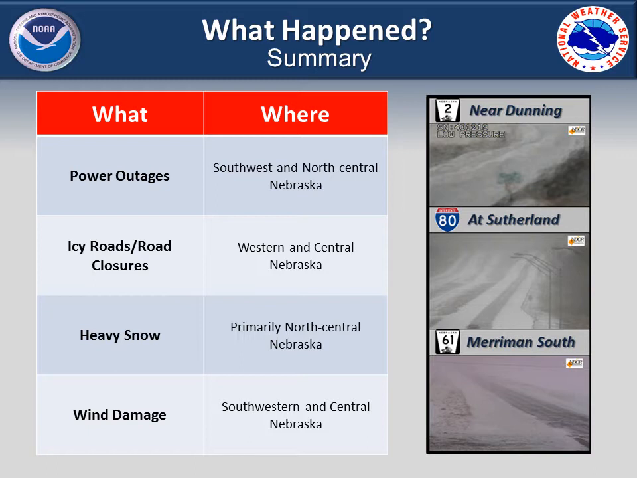We had widespread icy roads across the region with some road closures in the west, including I-80 and US Highway 30. The heaviest snowfall occurred in north central Nebraska, where 5 to 17 inches of snow fell. Lastly, wind damage was reported with the thunderstorms across parts of southwestern and parts of central Nebraska.